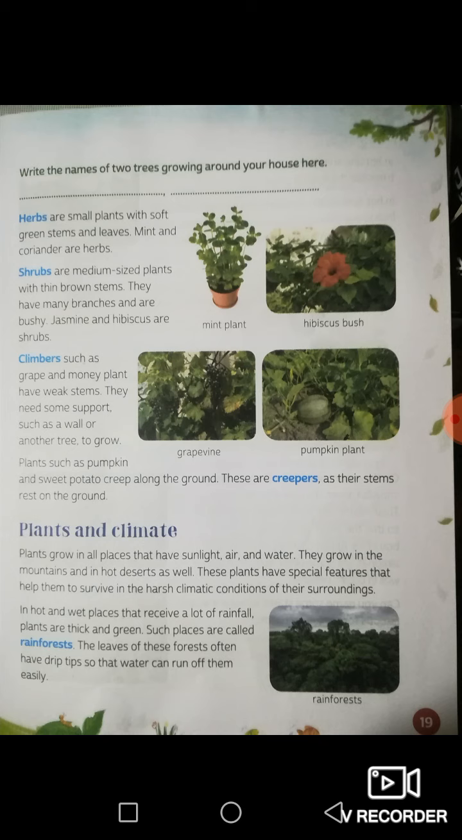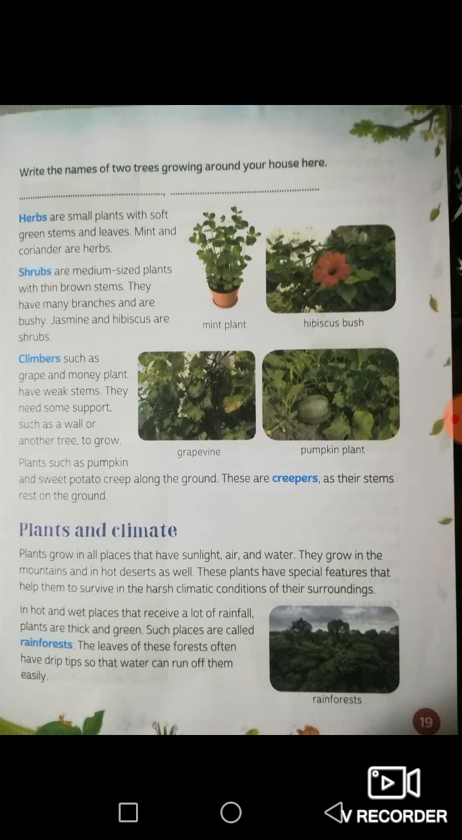Those are called herbs. Herbs are small and they have soft green plants and leaves, right? They're not trees. Trees are bigger and they have barks and they have trunks. They have bark, they have trunks, they have roots, they have branches, and they're much bigger. And herbs are smaller. The next are shrubs.